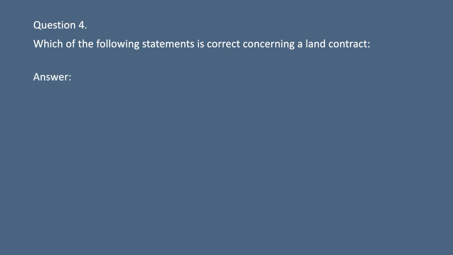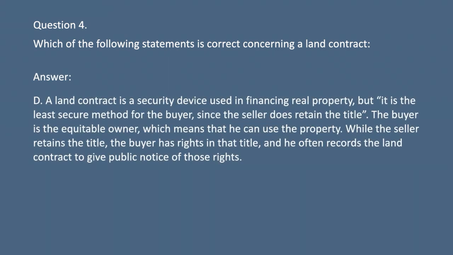Answer. D. A land contract is a security device used in financing real property, but it is the least secure method for the buyer, since the seller does retain the title. The buyer is the equitable owner, which means that he can use the property. While the seller retains the title, the buyer has rights in that title, and he often records the land contract to give public notice of those rights.